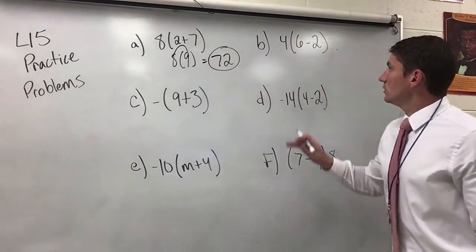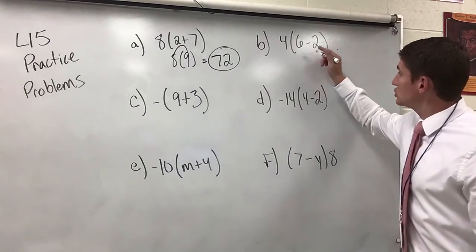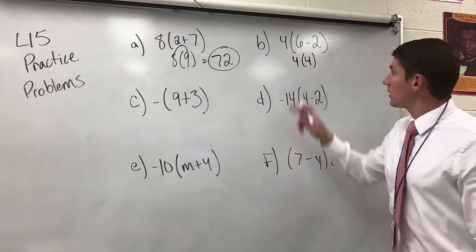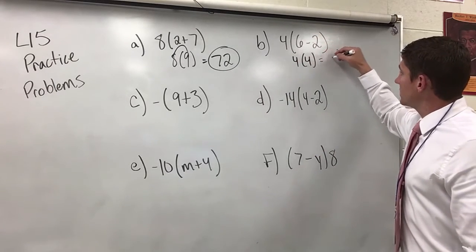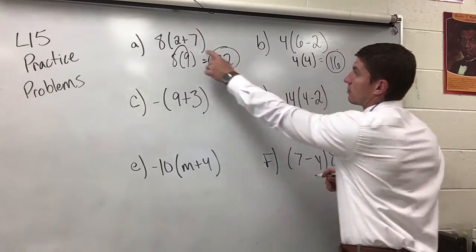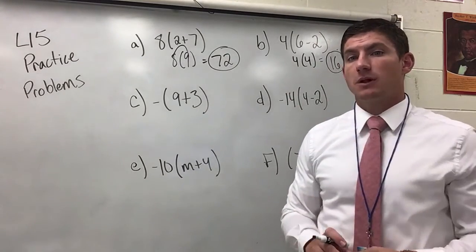Letter B, you again have something on the inside of our parentheses that can be solved. You've got 6 minus 2. 6 minus 2 is 4. It's going to stay on the inside of our parentheses. On the outside, you would have 4 that would come right down. 4 times 4 is going to give you 16. So when you can solve something on the inside of your parentheses, go ahead and do that to start with. Then the distributive property comes into play.